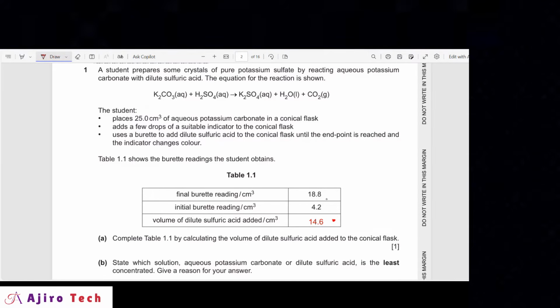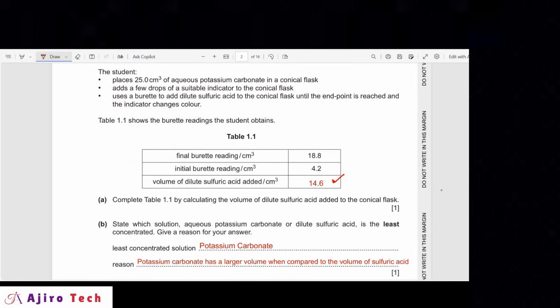So all you just need to do is to use your calculator, do the subtraction, right? The final burette reading is 18.8. Initial burette reading is 4.2. By the time you subtract that, you have this as the answer. So 14.6 is the answer to that, to get the 1 mark for this question.